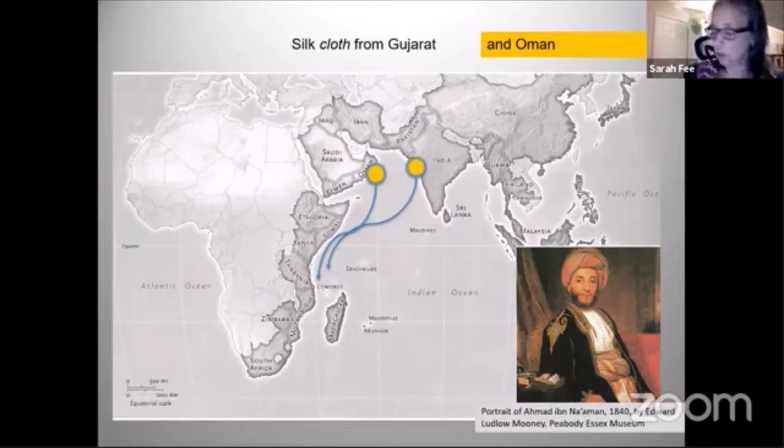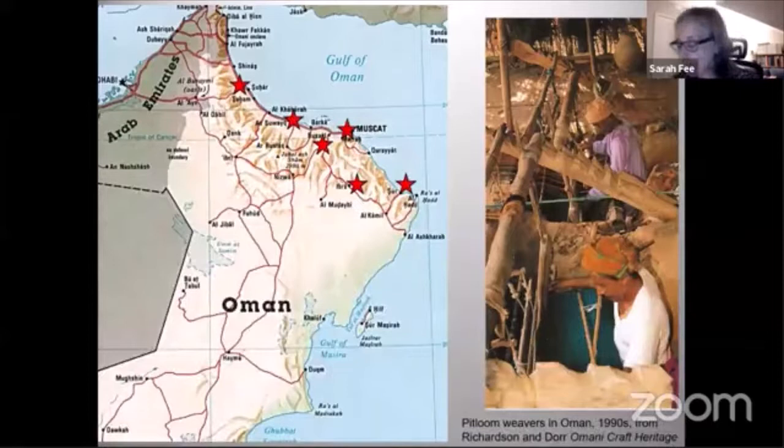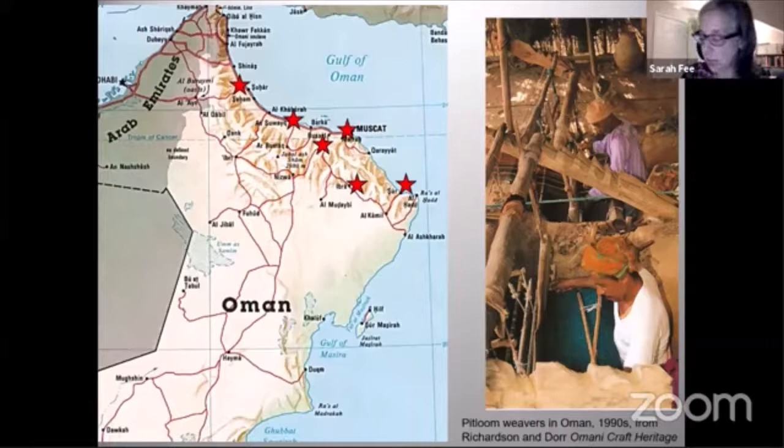Now, it's little remembered today, but Oman was also a land of artisans historically. From the 1700s at least, large numbers of weavers were active in all the major Omani ports, weaving cottons and silk for export. Some to the Gulf, but most of it, it seems, to Eastern Africa. Omani trade textiles, for the most part, imitated Gujarati striping patterns, but they also created novel striping patterns destined for the East African market.